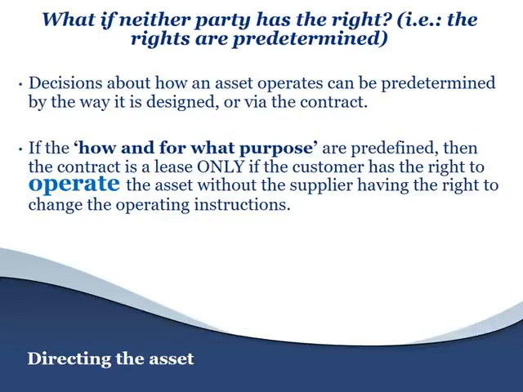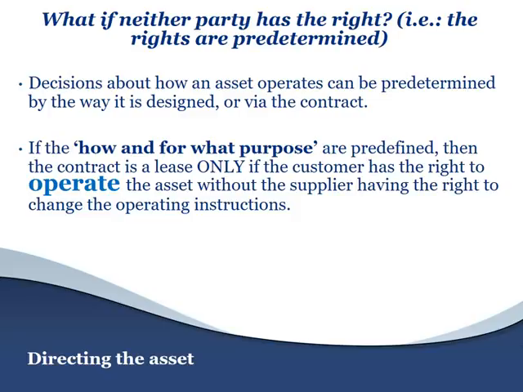If neither party has this right, well then the only option must be that all the rights are predetermined in the agreement between the parties. Now that can happen, for example, where we've set up a contract and we've predefined from day one exactly how it will operate, where it will operate, the times it will operate, the type of output. Everything has been predefined in the contract.